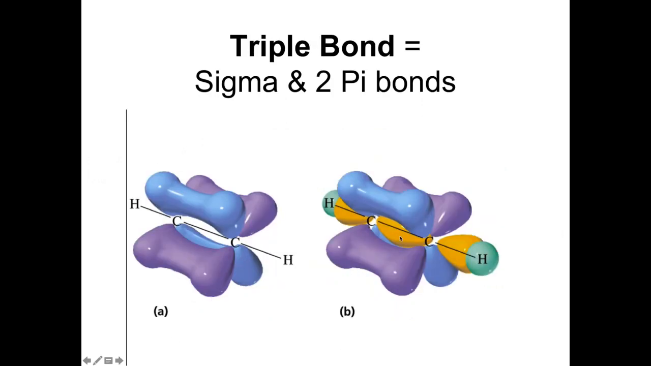And then in a triple bond, the sigma bond is the yellow. One of the pi bonds is the blue, and the other pi bond is the purple. So I'm just showing you the orientation, but you won't have to draw that. All you have to know is that single is one sigma, double is one sigma, 1 pi, triple is one sigma and 2 pi.